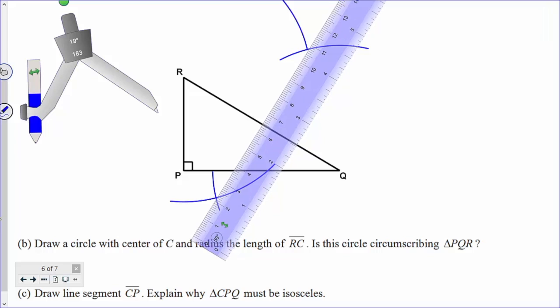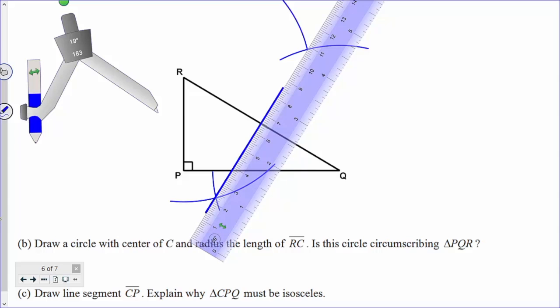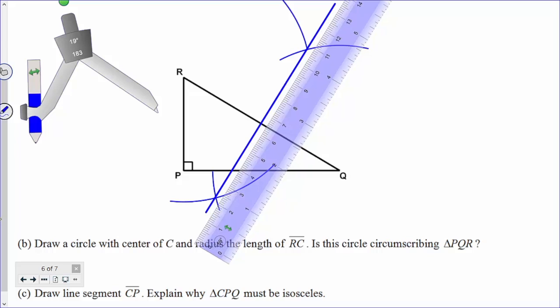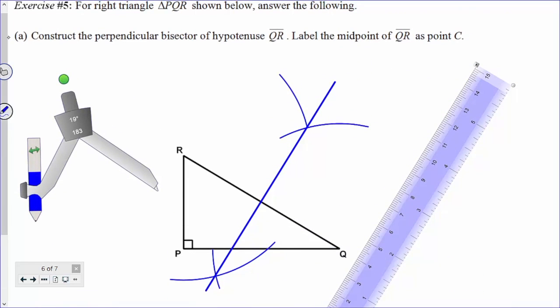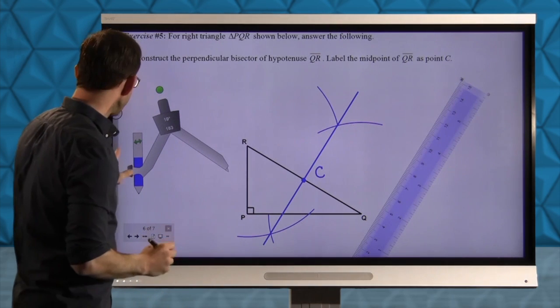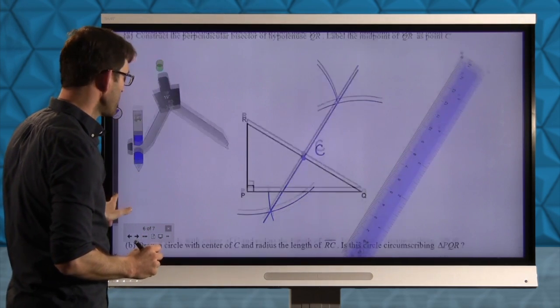All right. Oh, what I would give for just a normal ruler. Good enough. Okay. The perpendicular bisector. I also wanted to label its midpoint. I'm going to call that point C. Okay, so simple enough, the perpendicular bisector.